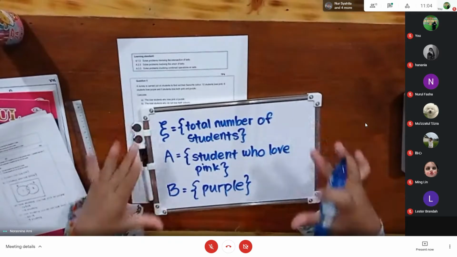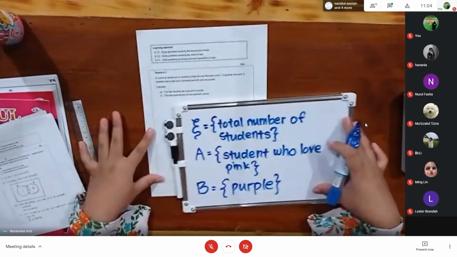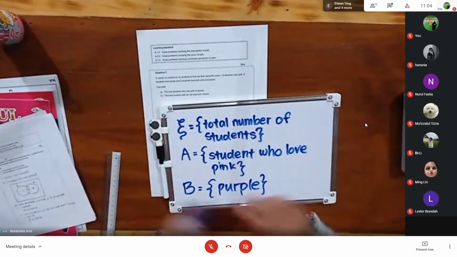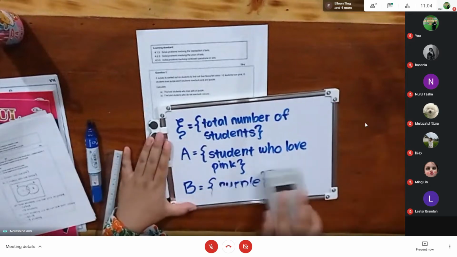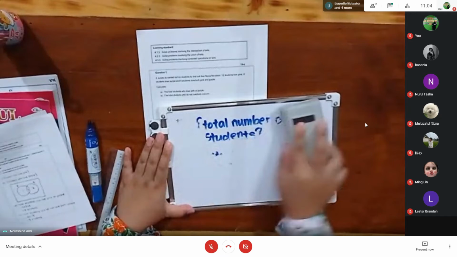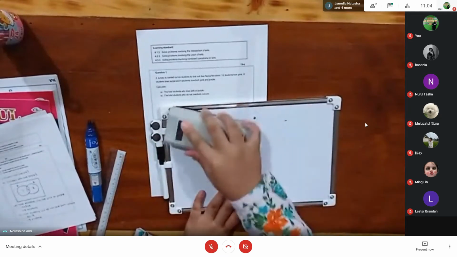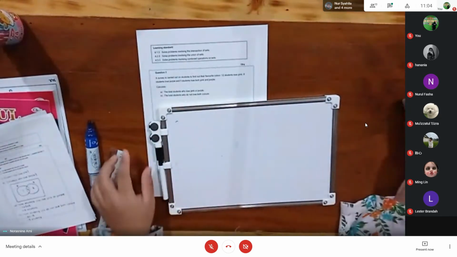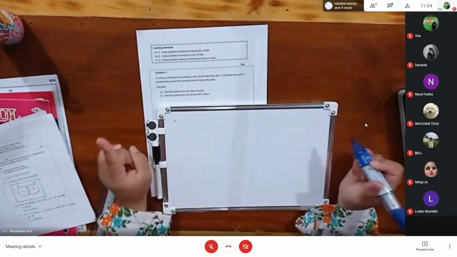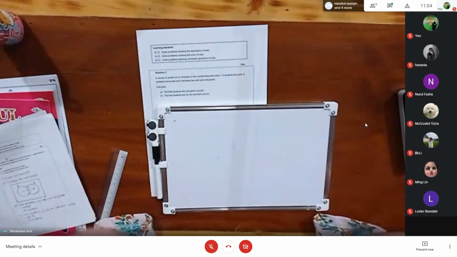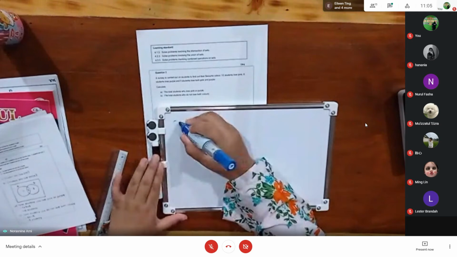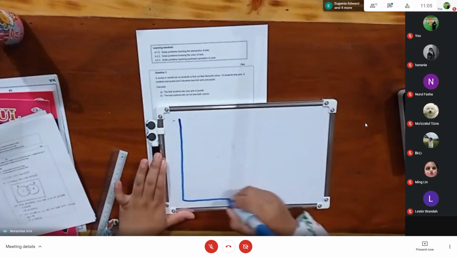After you do this set notation, then we need to draw a Venn diagram based on the question. I will erase this. My whiteboard is very small, so I need to erase many times. Now I want to draw a Venn diagram. The first step to draw a Venn diagram is you need to draw a big rectangle, which represents the universal set. A big rectangle.